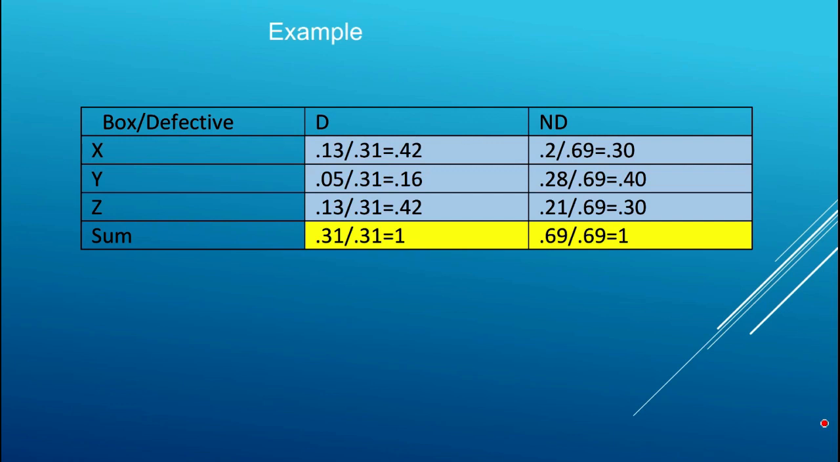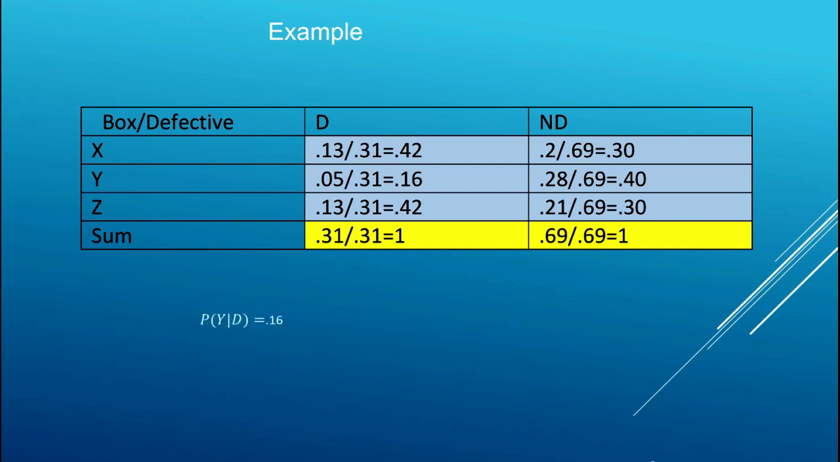So for example, we know that the probability of a defect, regardless of box, is equal to 0.31, and the probability of no defect, or the marginal probability of no defect, is equal to 0.69. Therefore, if I divide every column entry in the joint probability statement by 0.31, the probability of a defect, I'm going to have the conditional probability of box X, Y, and Z conditional on having found a defect. If I take each one of the entries that are in the second column and I divide them by 0.69, the probability of not finding a defect, then I have the conditional distribution of box X, Y, and Z choice conditional on not having found a defect.